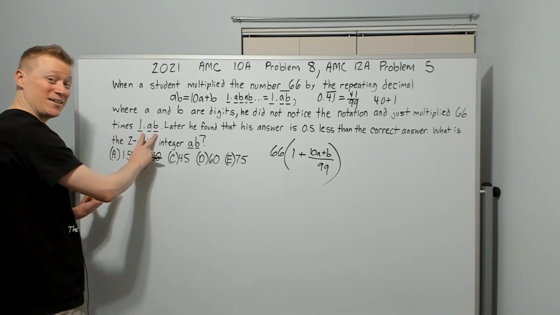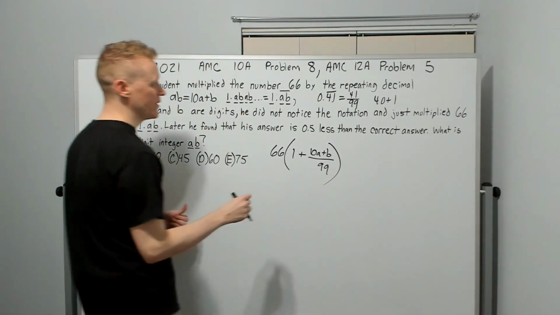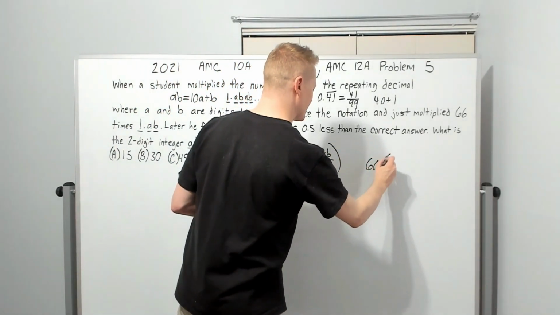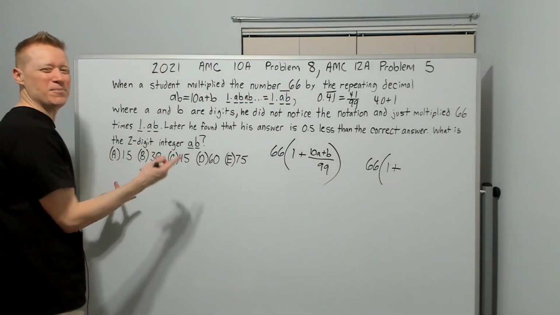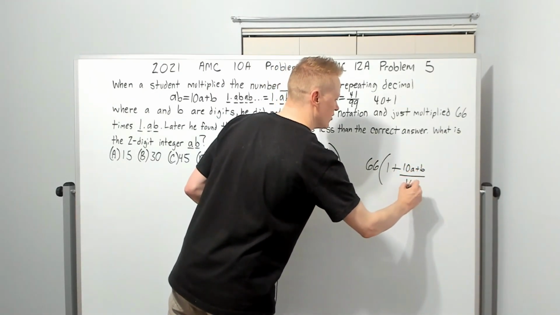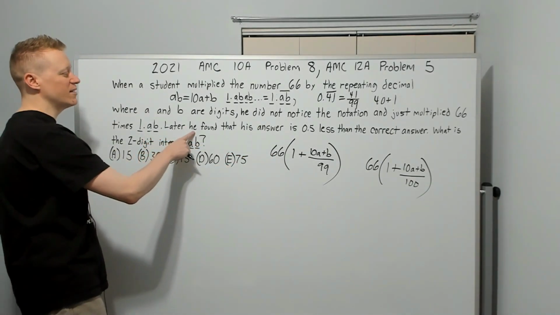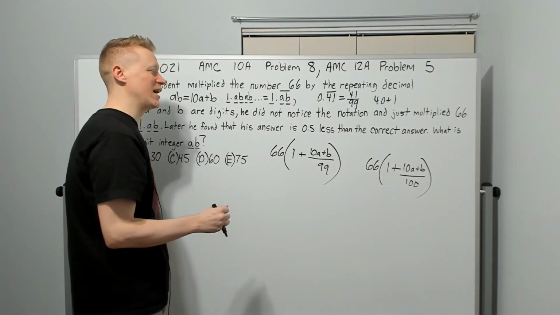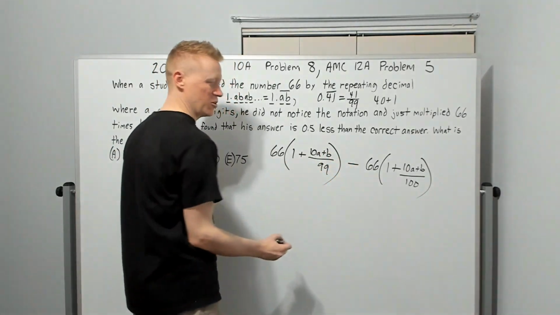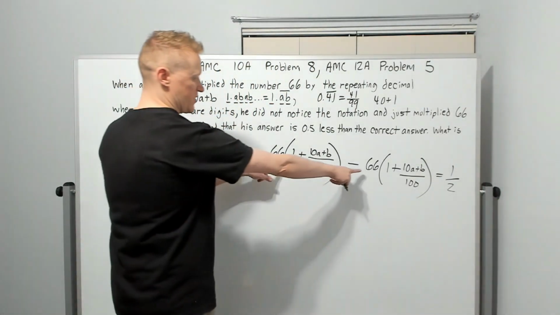Now this is what he did, but he was supposed to do that. Yeah, it does say he, good. So he did this, 66 times 1 plus, now what's 0.AB? Well, it's just hundredths. So it's going to be 10a plus b over 100. All right, that's what he did. This is what he was supposed to do. Later, he found that his answer is 0.5 less than the correct answer. So this subtracted from this is going to be 1/2. 0.5, 1/2, same thing.